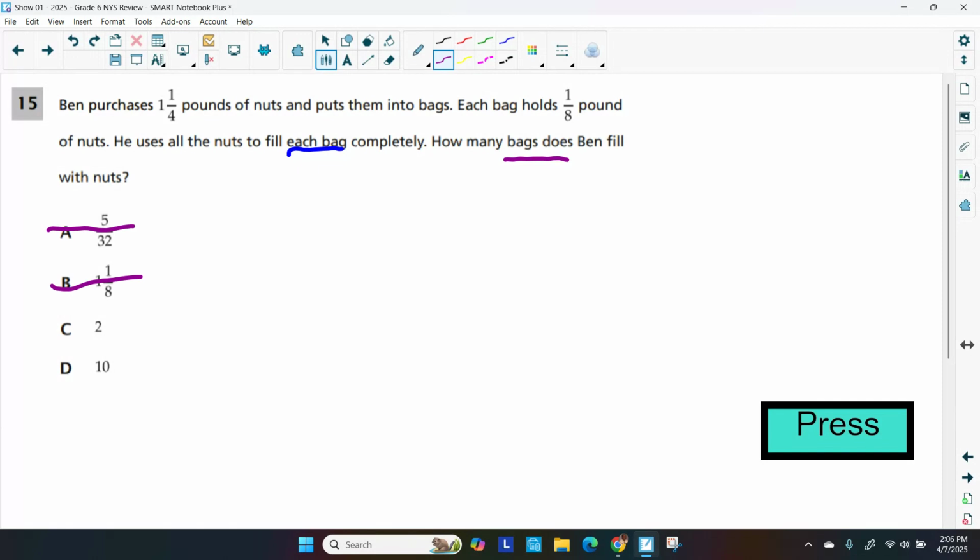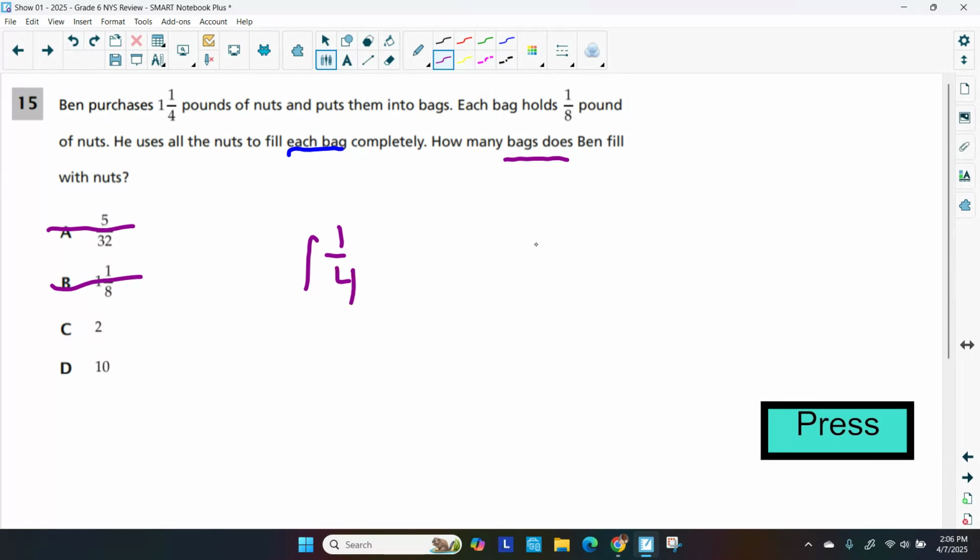There's no such thing as a fraction of a bag. Either you're going to fill the whole bag or you're not. So my choices are going to be either C or D, 2 or 10. Well, he has 1 1/4.